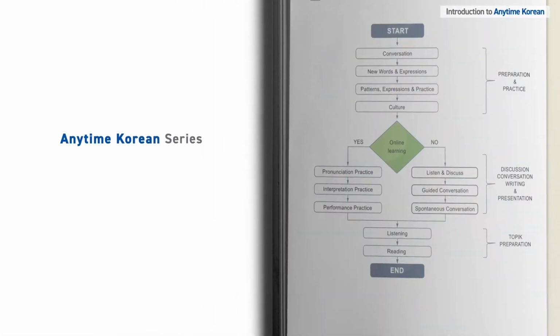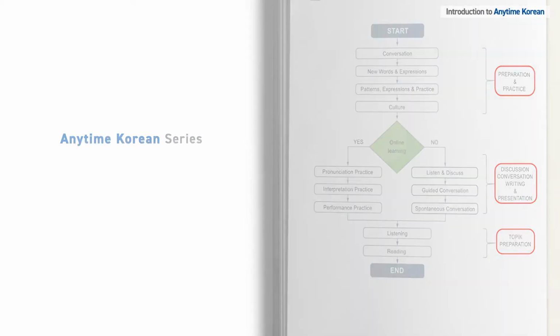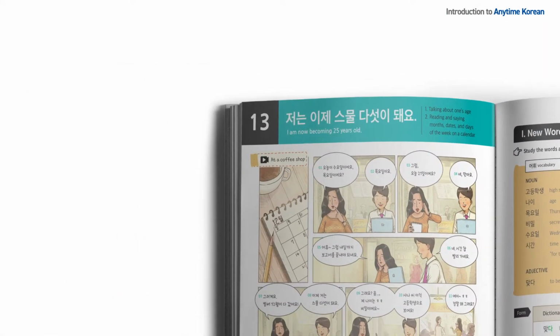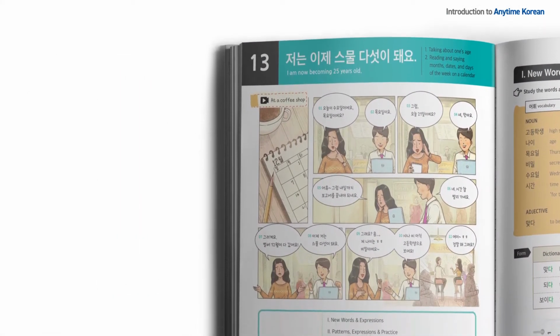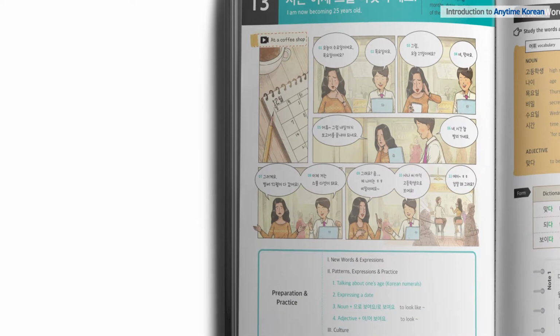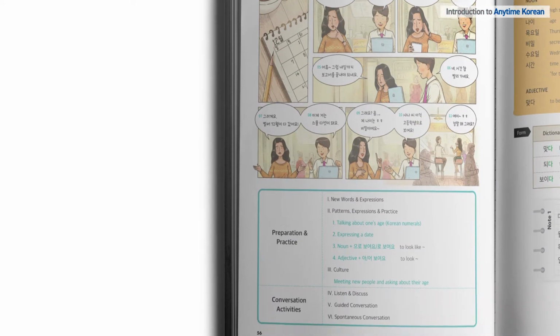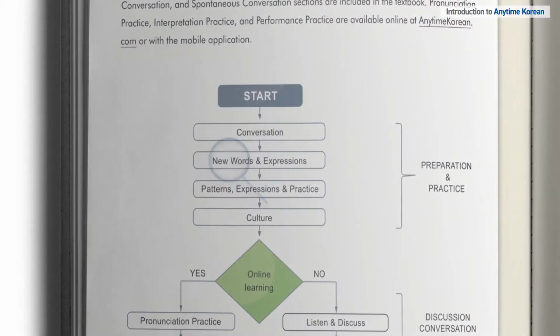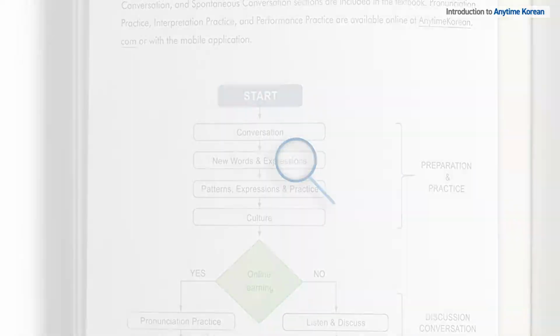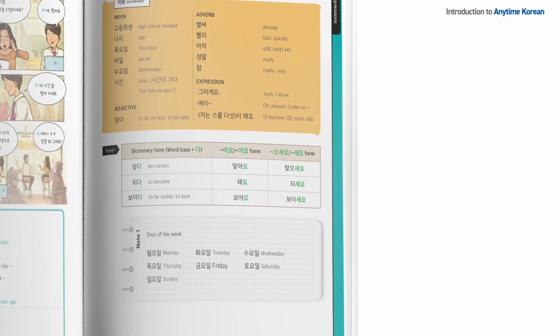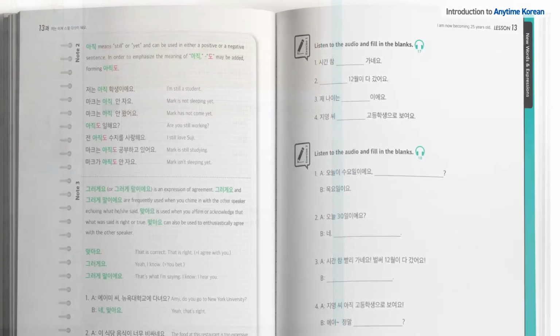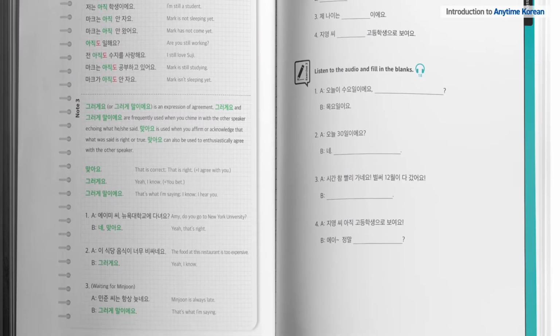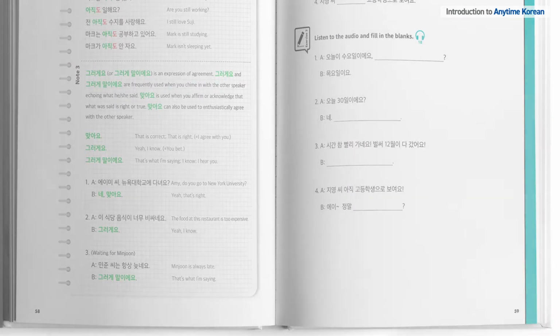In the Anytime Korean series, each unit is divided into 3 parts. Conversation provides information about the actual place and situation where the conversation takes place through illustrations. Here, learners will be able to see the purpose and the objective of the conversation. New words and expressions identifies new words or expressions used in the model conversation and practices the words and expressions identified through the following Q&A type questions.